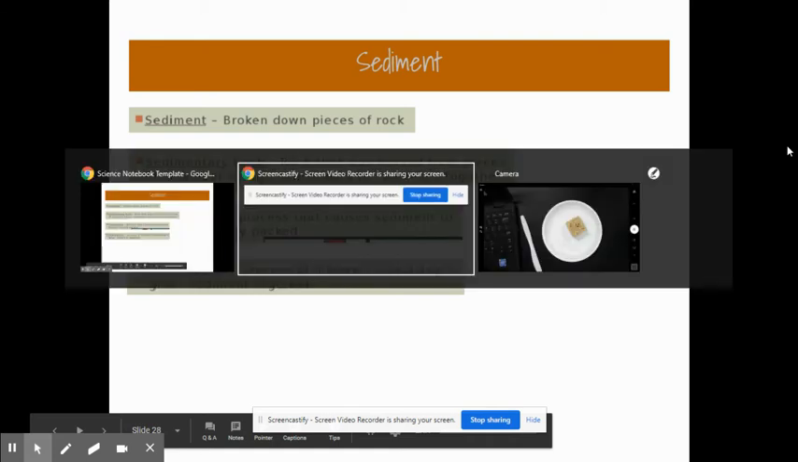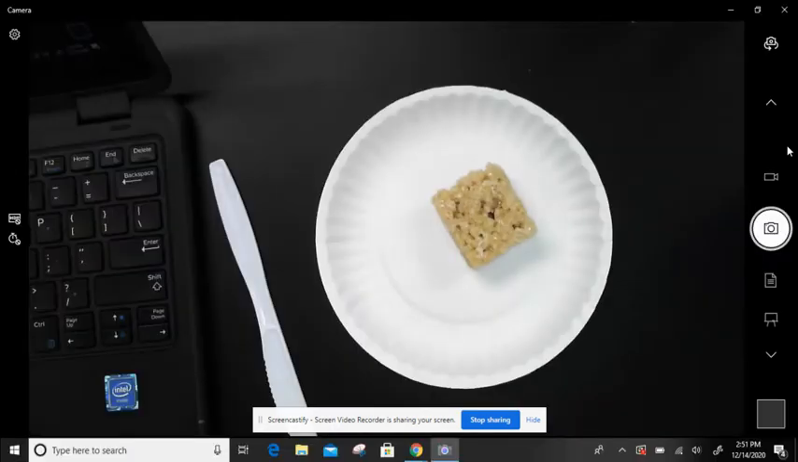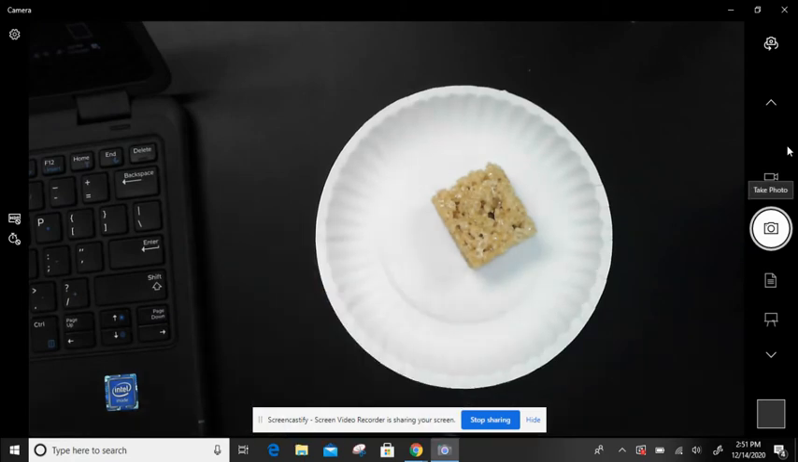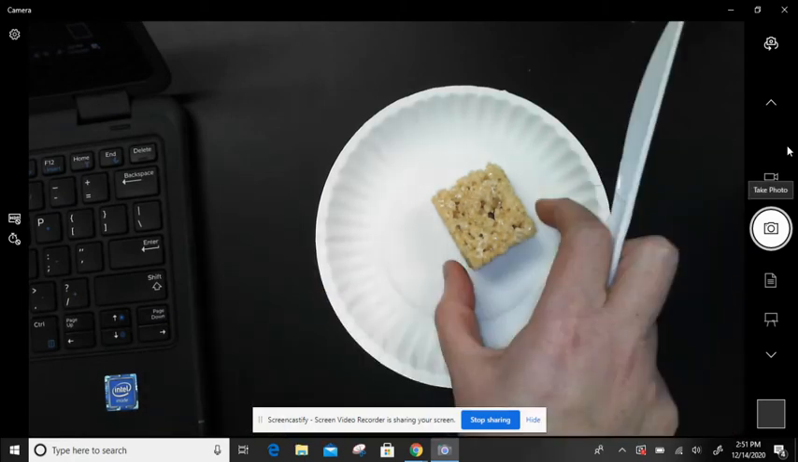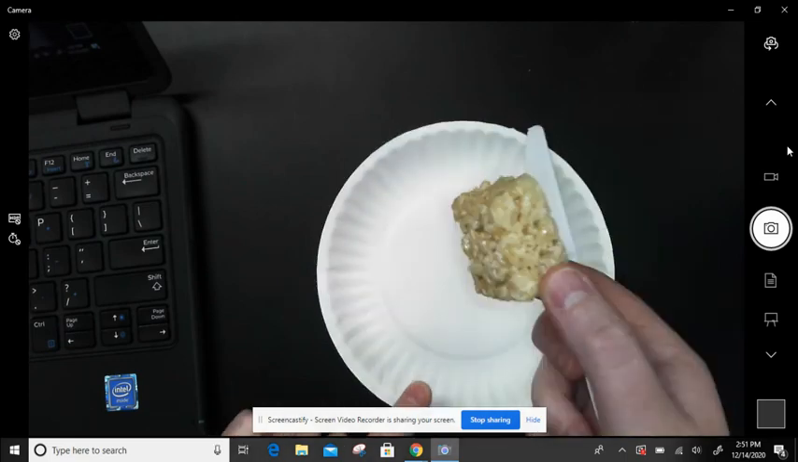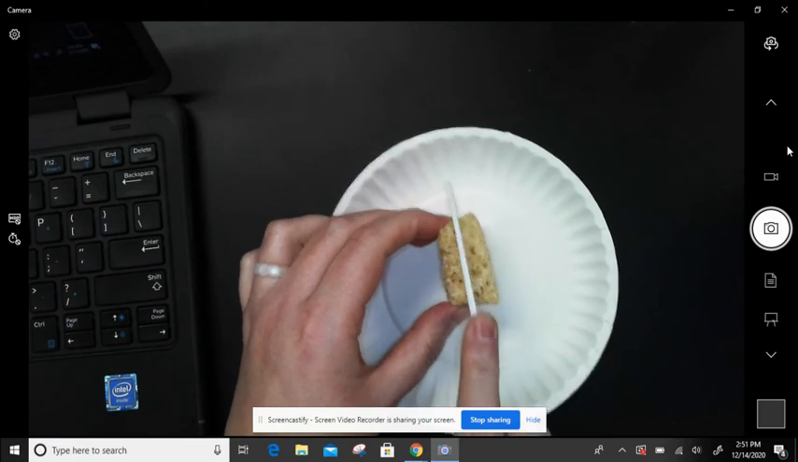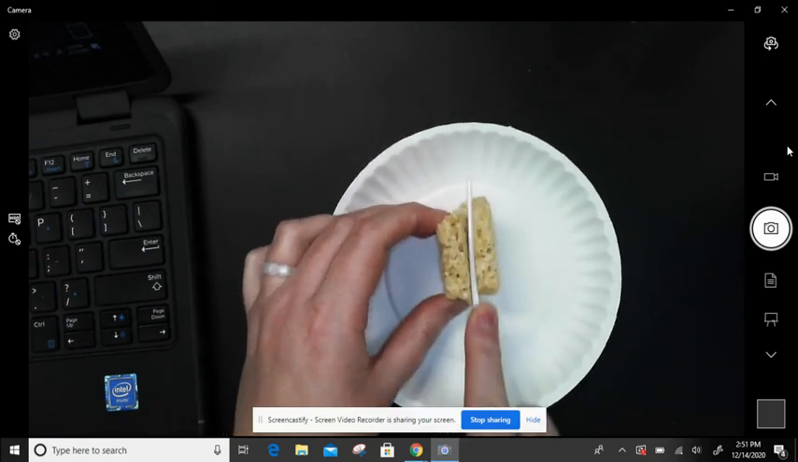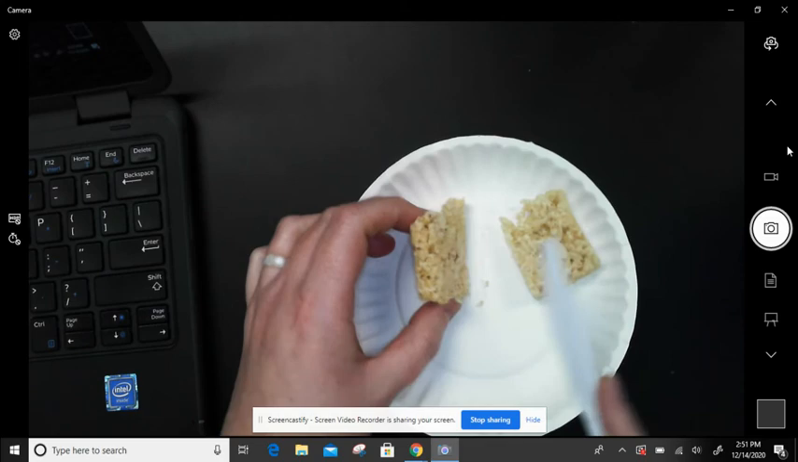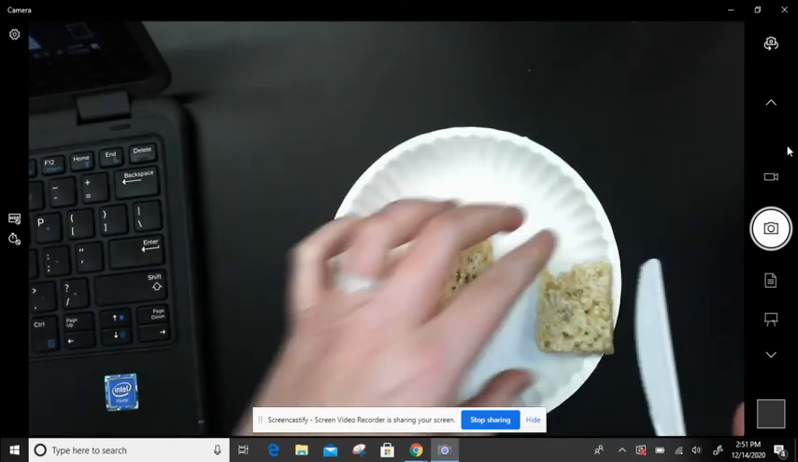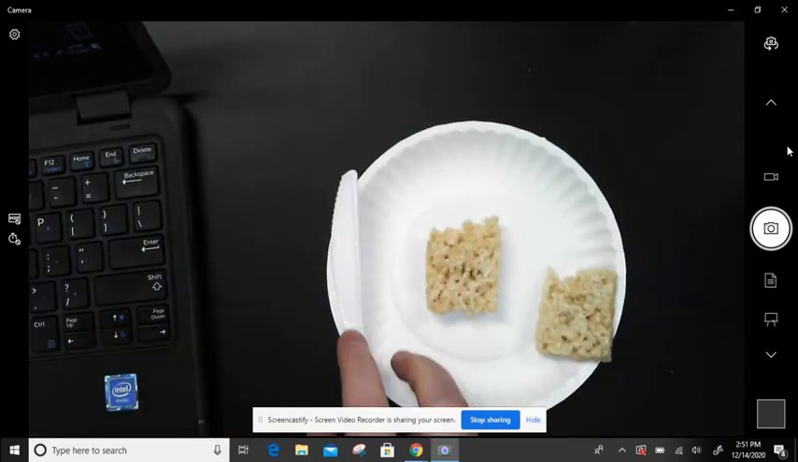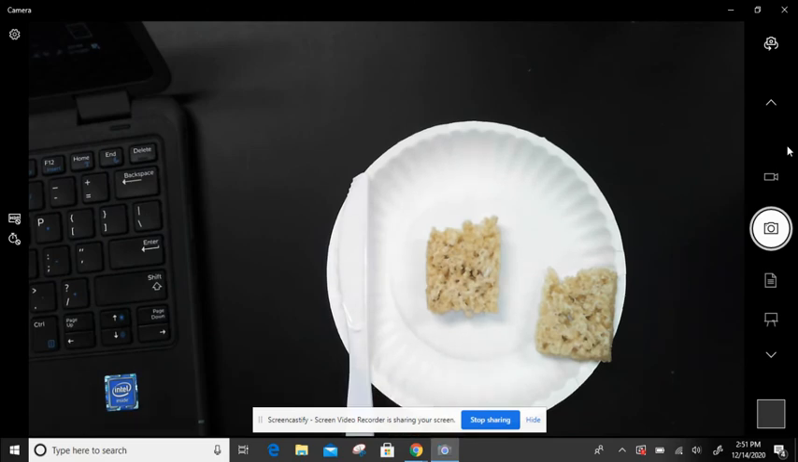All right, we're going to try switching over to my camera. On my camera, you can see that I've got a plate, I've got a plastic knife, and I've got a mini Rice Krispie treat that I just took out of the package. So I'm going to use this knife to separate my Rice Krispie treat into two layers. Now we're going to pretend this is a layer of sediment. In this case, let's pretend it's, I don't know, sandstone. So sandstone is little bitty grains of sand that get cemented and compacted together and turned into rock.